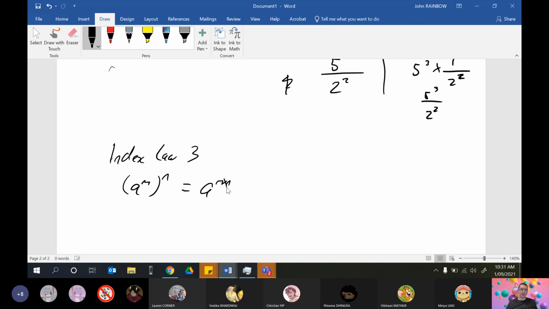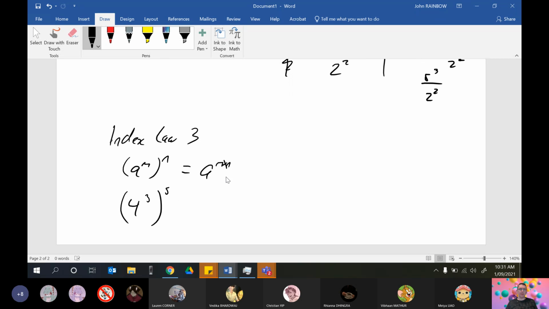You times these together, okay? Reason why, if you've got, say, 4 to the power of 3, and then you've got that to the power of 5, if you think about this in terms of BODMAS, you've always got to think in terms of BODMAS when you're doing maths. First, you're going to do brackets.